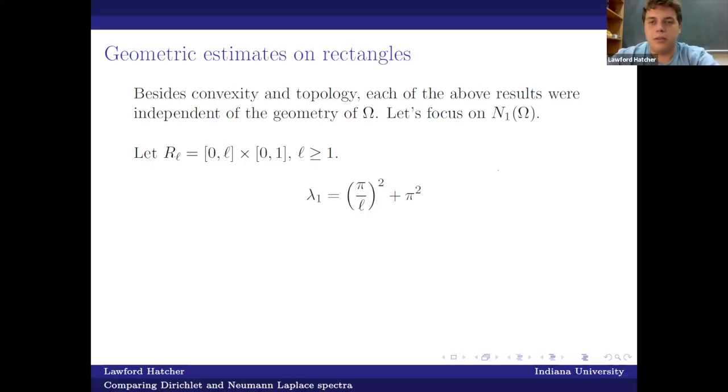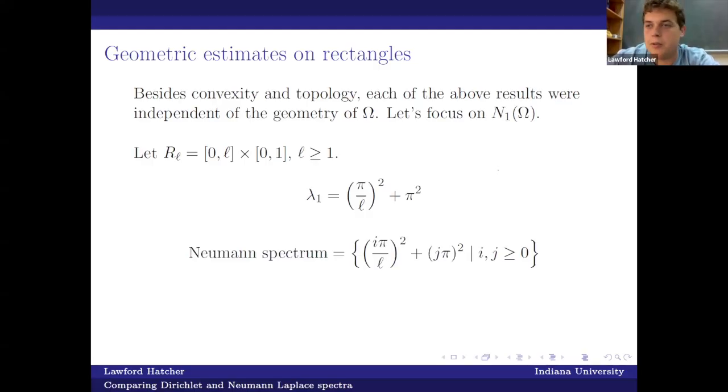And this is a basic exercise everybody does when they start learning this subject: how to compute the eigenvalues of these things. You just use separation of variables. And what you see is that the first Dirichlet eigenvalue is (pi over L) squared plus pi squared, and the Neumann eigenvalues are given by expressions of the form (i pi over L) squared plus (j pi) squared, where i and j are integers that are at least zero, whereas for the Dirichlet spectrum, you have to start at 1. So this is another reason why you should expect Neumann eigenvalues to be less than Dirichlet.